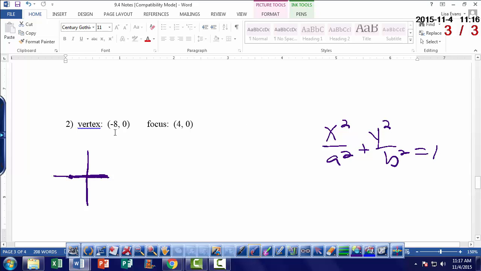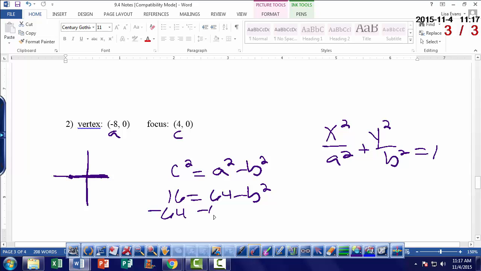Now in this problem, you're given the a and you're given the focus. You're given c. So we're going to need to use our foci formula equation to get b. If I plug in c, I get 16. I plug in a, I get 64. Go ahead, solve for b. Subtract 64 from both sides. So we get negative 48 equals negative b squared. I don't want it negative, so I'm going to multiply both sides by negative 1.